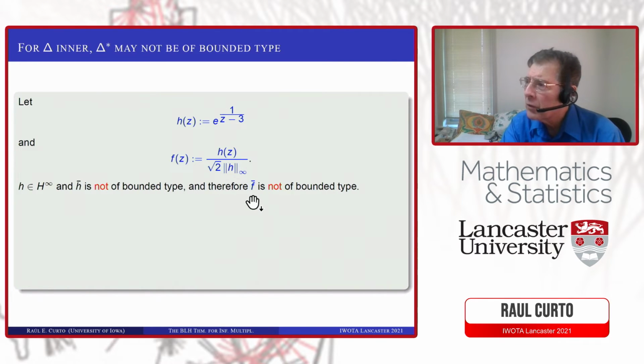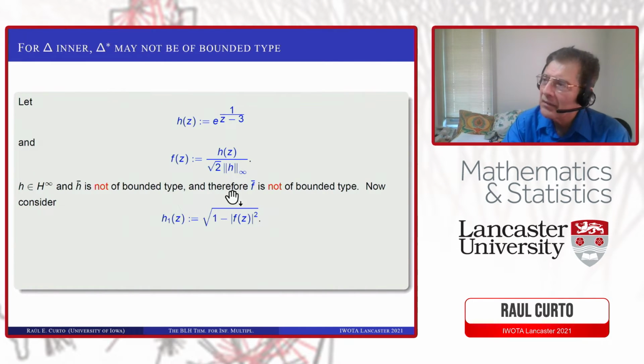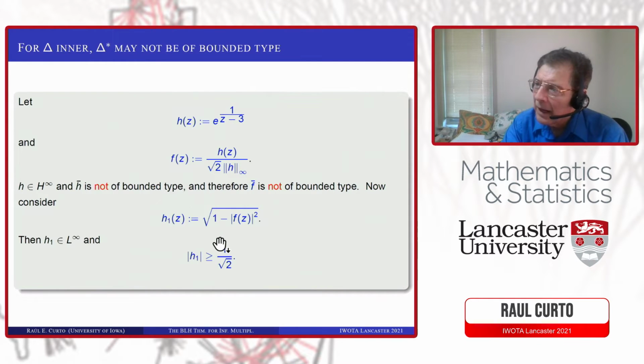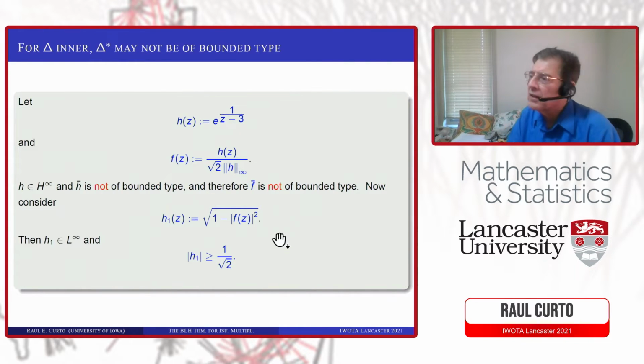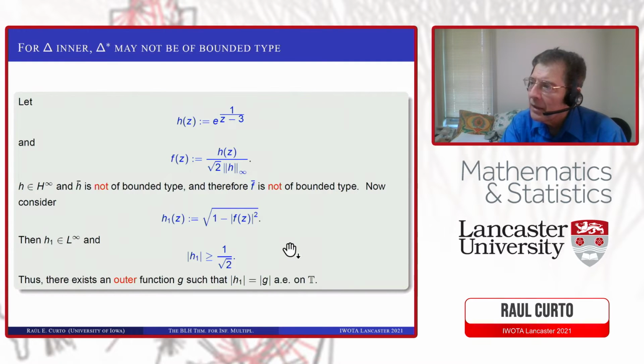F conjugate is not of bounded type. We now consider H1, which is given like this, and here is where the three comes into play with the two there and so on. H1 is in L infinity. The absolute value of H1 is bounded below by 1 over radical 2. And therefore, there exists an outer function which has the same modulus, right?